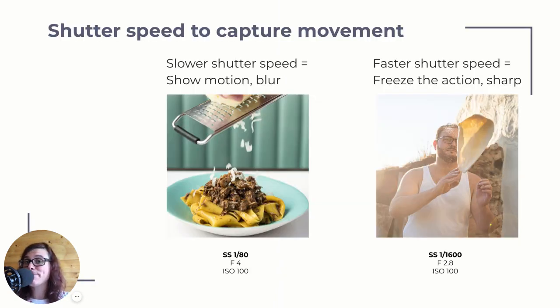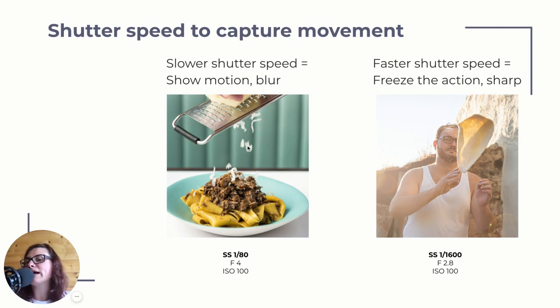This is a visual example of motion blur and how to freeze the action. So with a slower shutter speed, here I was shooting at 1/80th of a second, I was able to show the motion of those beautiful cheese flakes falling down on my pasta. And as you can see, my image is sharp and completely still because I was shooting on a tripod. So I didn't have camera blur here. I only had motion blur from my moving subjects, basically.